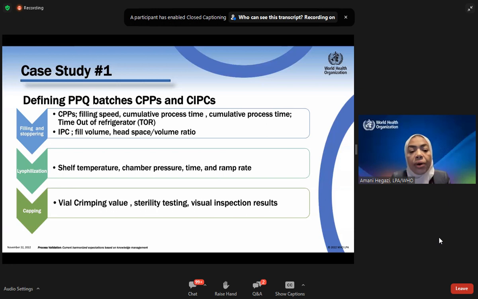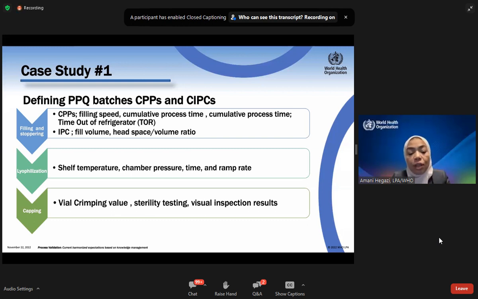After sterile filtration, it comes to the filling and stoppering, where the common critical process parameters are the filling speed, cumulative process time, and cumulative process time out of the refrigerator, as the product should be maintained in cold storage conditions. So cumulative processing time out of the refrigerator is a critical process parameter. In this step, in-process control should include the fill volume and the headspace volume ratio, and those should be simulated in the media fill testing.